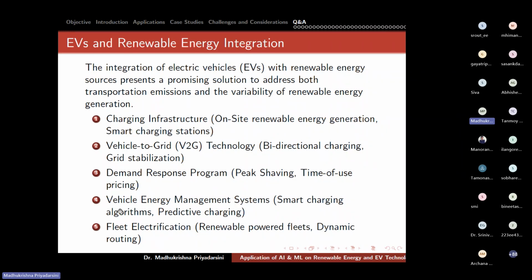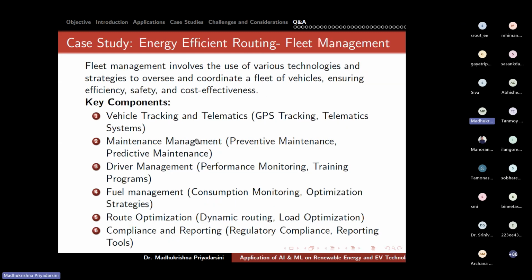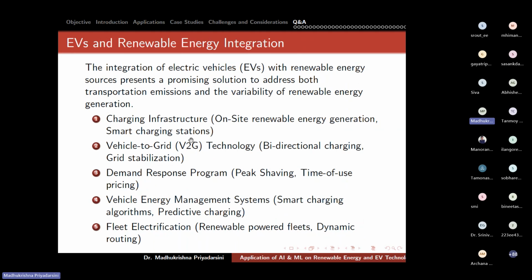So these are certain application areas where we can integrate both EV and renewable energy. Charging infrastructure, suppose your charging stations. There we'll go for the on-site renewable energy generation. So we are keeping the environment condition there, and the energy is going to be generated there. Then we'll go for the smart charging stations. So any vehicle can come, and then through the renewable energy they will charge. Vehicle to grid technology. So that is your bi-directional charging and grid stabilization.